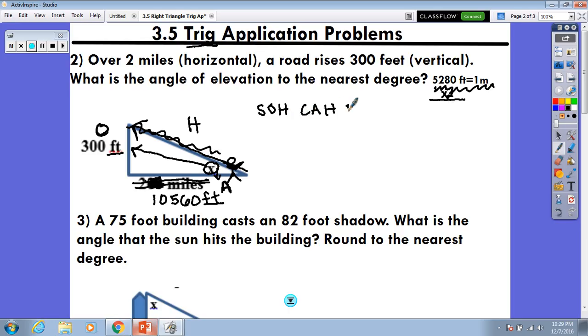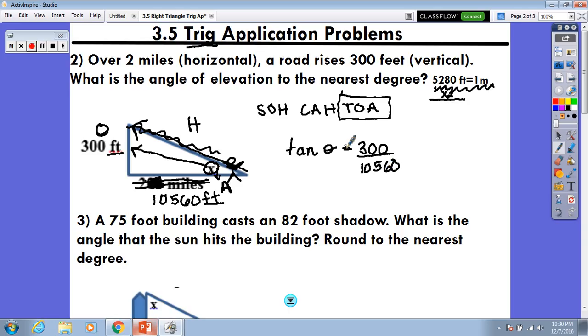And you're going to go through this several times on your CDA, where they're going to give you some numbers in your triangle and they may not give you all of your numbers. You have to figure out which one of your trig functions to use. So since I have opposite and adjacent, I'm going to use the tangent function. Okay, so I'm going to set this up using tangent. So I'm going to say tangent of theta. I'm using theta instead of x because we're solving for an angle. Alright, equals opposite, which is 300, over adjacent, which is 10,560.